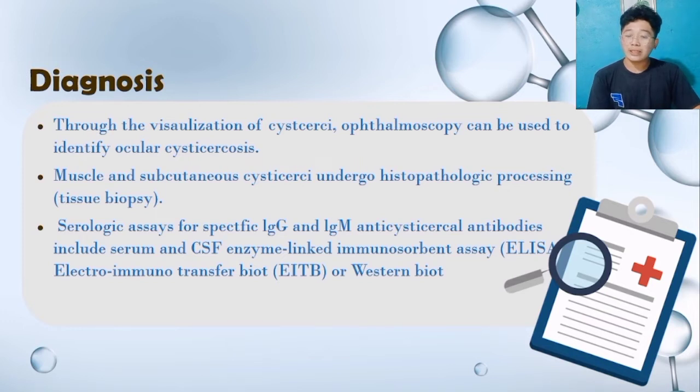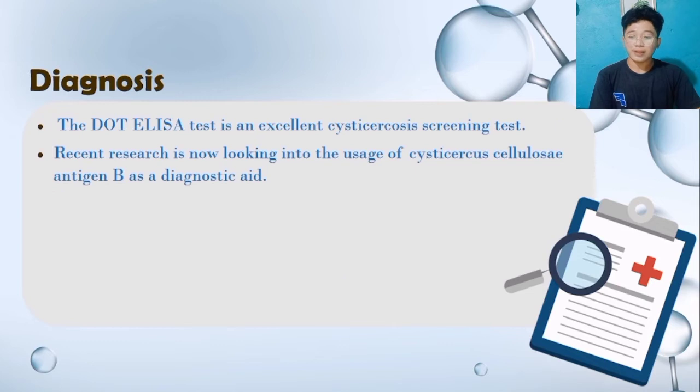Muscle and subcutaneous cysticerci undergo histopathologic processing such as tissue biopsy. Serologic assays for specific immunoglobulin G and immunoglobulin M anti-cysticercal antibodies include serum and CSF enzyme-linked immunosorbent assay or ELISA, and electroimmunotransfer blot or EITB or Western blot. The Dot-ELISA test is an excellent cysticercosis screening test. Recent research is now looking into the usage of cysticercosis cellulose antigen B as a diagnostic aid.